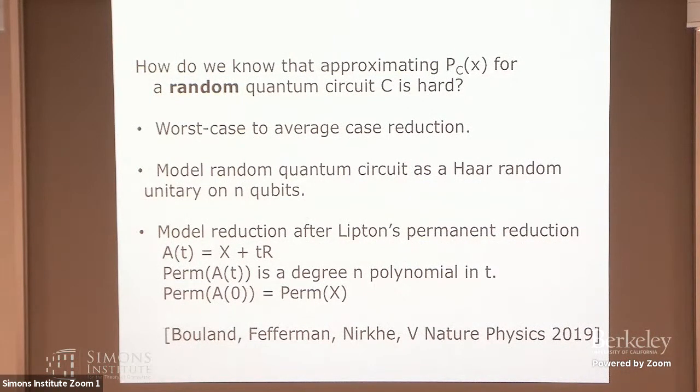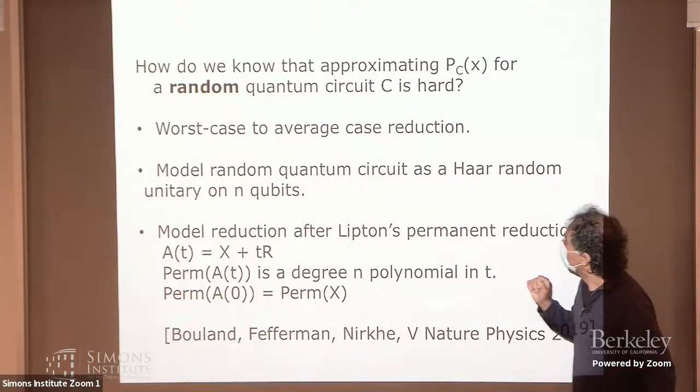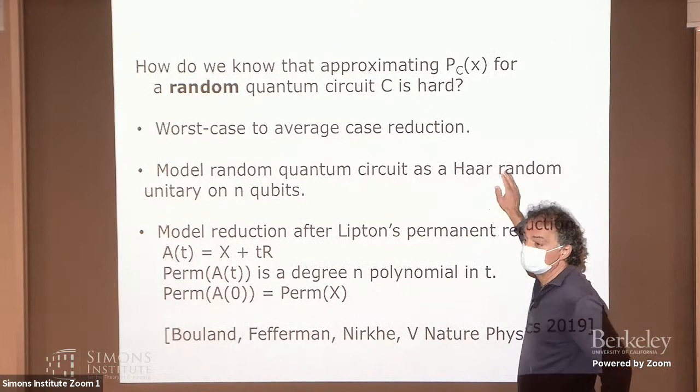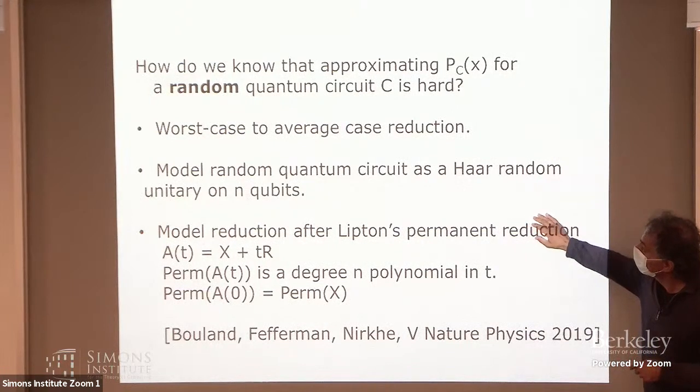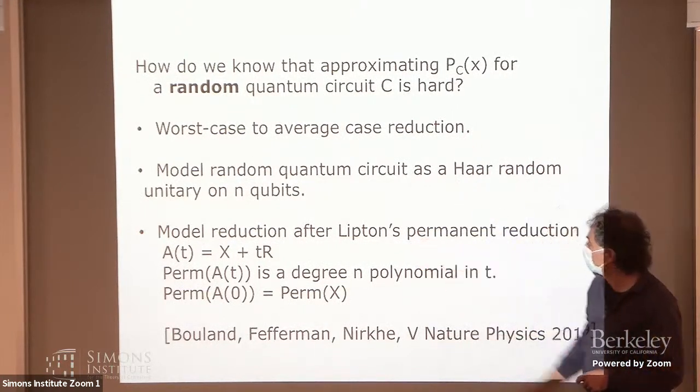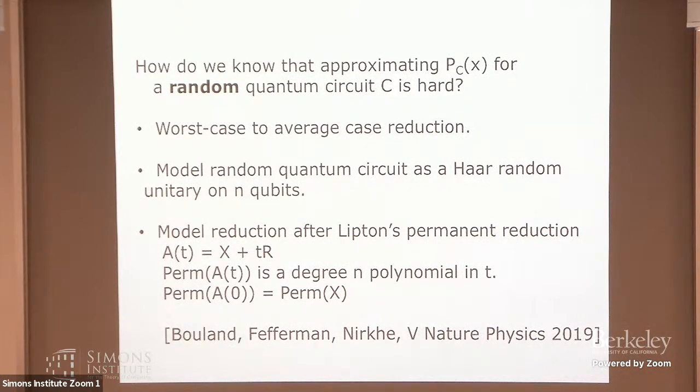Okay, so the first thing we're going to have is a simplifying assumption. We'll assume that a random quantum circuit actually implements a perfectly random unitary on n qubits. This appears to be true once you get to depth n circuits. Of course, in the Google experiment they aren't getting quite as far, but they experimented with it and it seems like a decent assumption. And then what we want to do is model this worst case to average case reduction after Lipton's permanent reduction. So how do you want to do that?